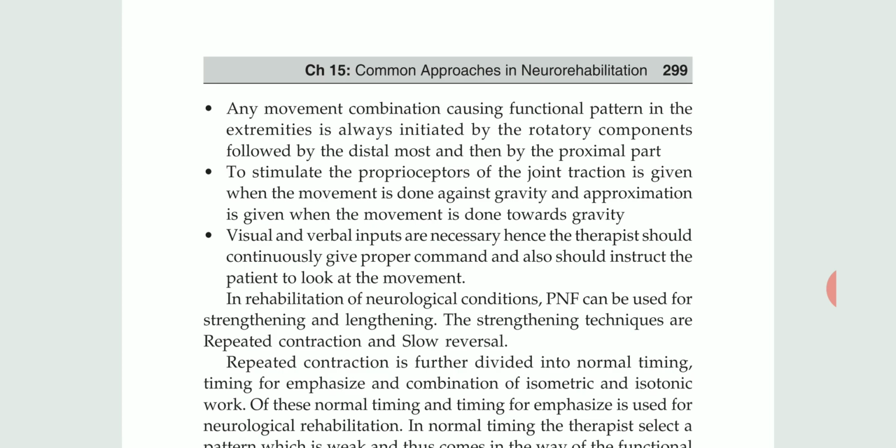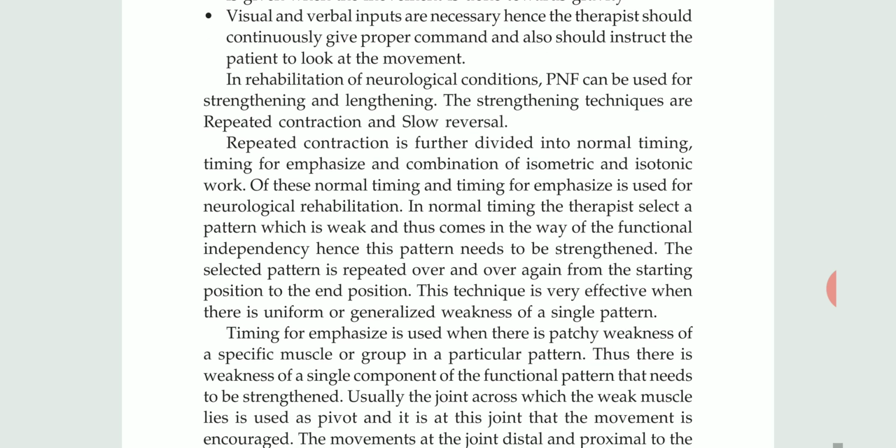To stimulate the proprioceptors of the joint, traction is given when the movement is done against gravity, and approximation is given when the movement is done towards gravity. Visual and verbal inputs are necessary, hence the therapist should continuously give proper commands and also should instruct the patient to look at the movement. In rehabilitation of neurological conditions, PNF can be used for strengthening and lengthening. The strengthening techniques are repeated contraction and slow reversal.